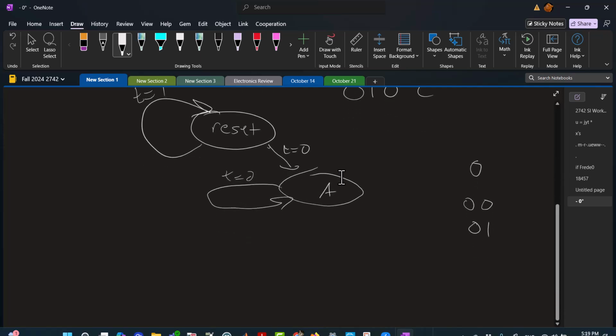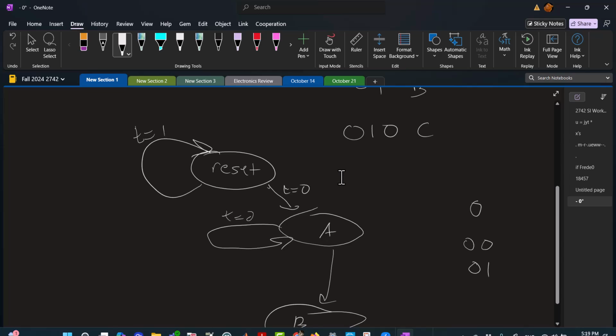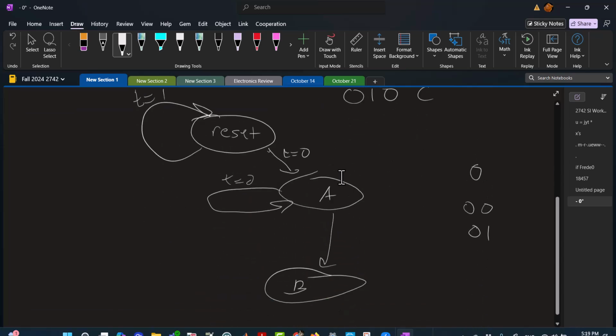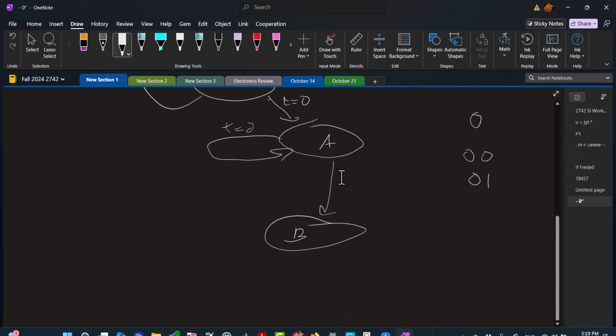And if I get a 1, you go to a new state, and I'll go to the state I called state B, because state B is the state where I have 0, 1. Now I have a 0, 1. From 0, 1, I could get a 0, 1, 0 or a 0, 1, 1. So if I get a 0, I'm at 0, 1, 0. So where do I go from there?